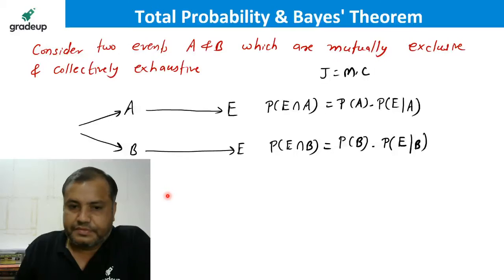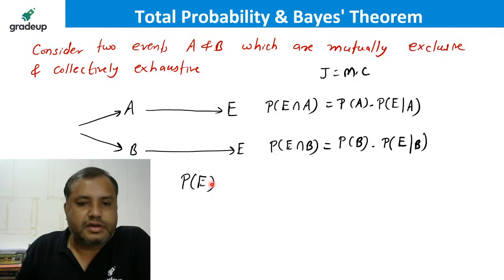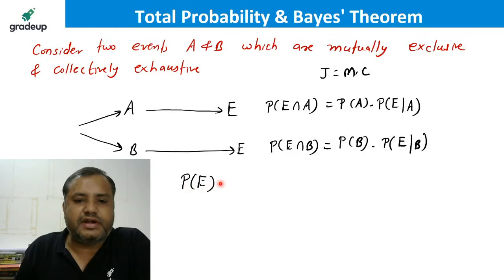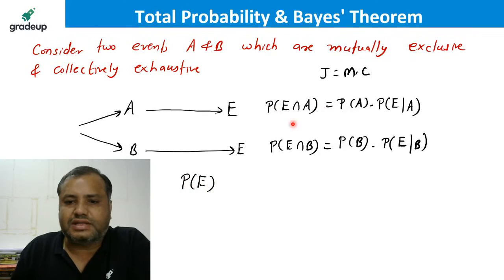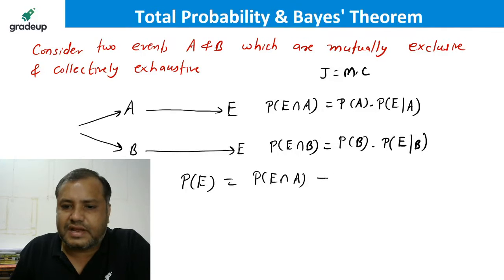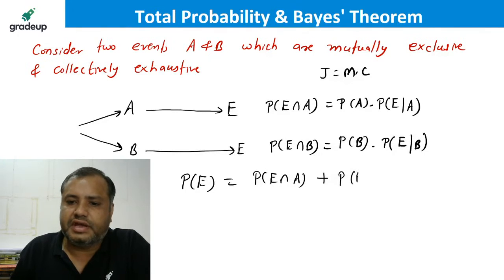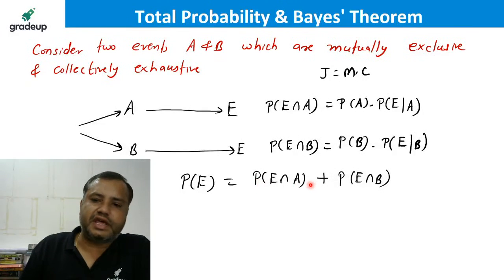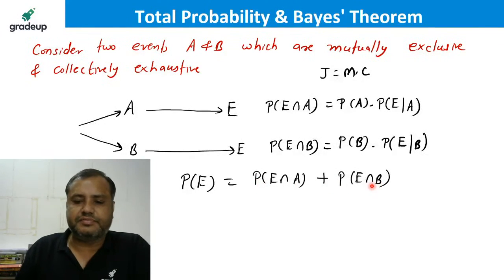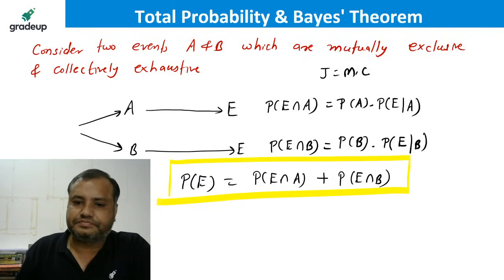So now, the probability of occurrence of event E can be via the upper path or the lower path, this or this. So this will be P of E intersection A, or means plus, P of E intersection B. So this concept is called total probability.